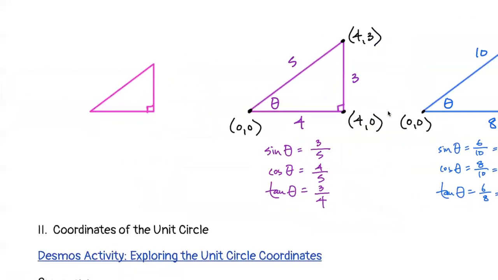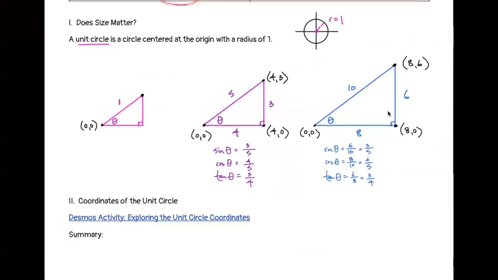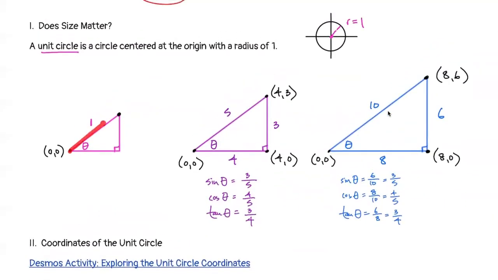But let's imagine that we had a triangle at 0, 0. Let's call this angle down here theta, like we did all the other ones. And this point up here is one we'll figure out. But the one piece of information I will give you is that this hypotenuse is 1. I'm choosing the hypotenuse to be 1 because then it's like this line, which is, oh, I don't know, the radius of the unit circle.